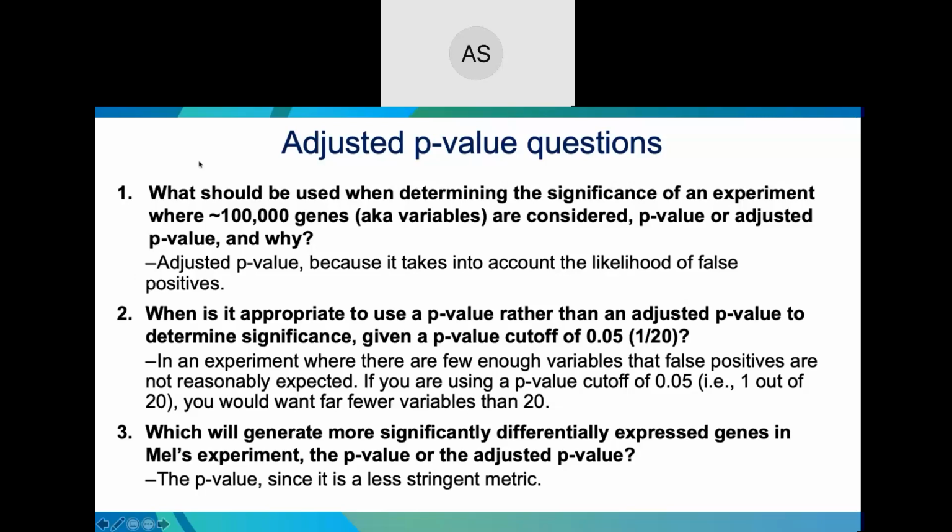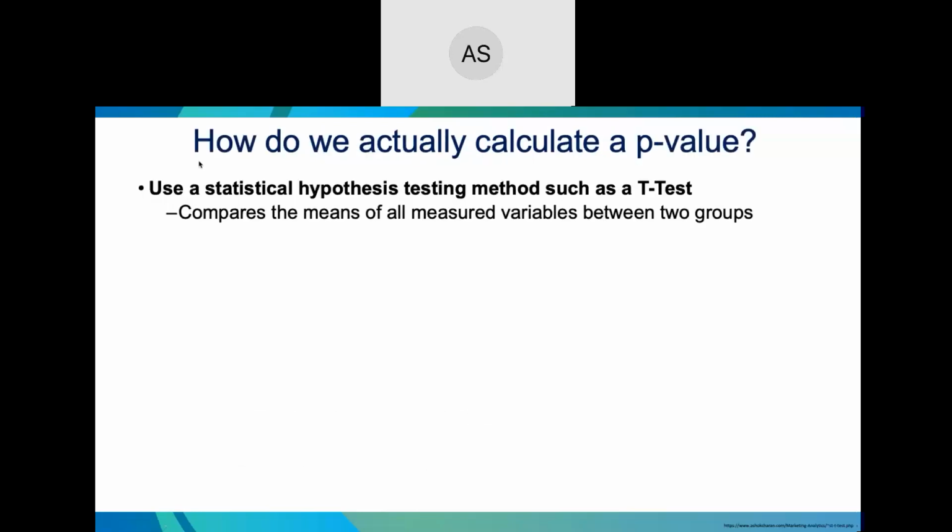Great. Okay, so how do we actually calculate a p-value, though? So the way that we do this is given our data, we've done an experiment, we have our data. It doesn't have to be RNA-seq data, it just has to be data with a bunch of measured variables between two groups. We can use a statistical hypothesis testing method, and a simple hypothesis testing method is a t-test. So we're going to go over that one in detail, and then we're going to use a more complex hypothesis testing method in the RNA-seq experiment.